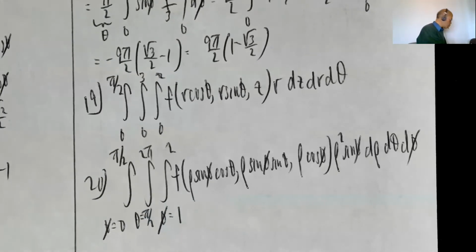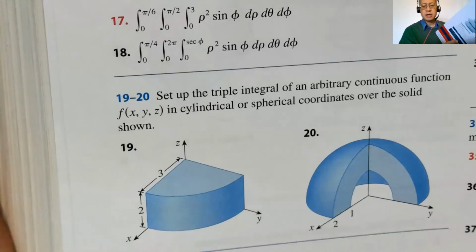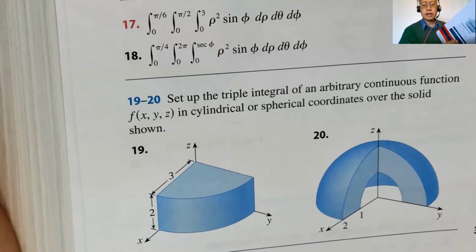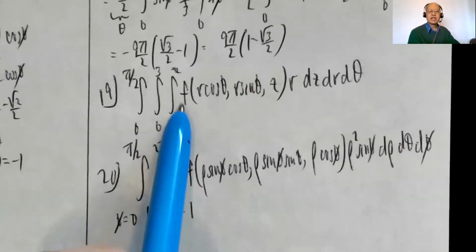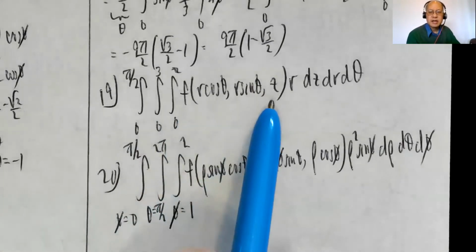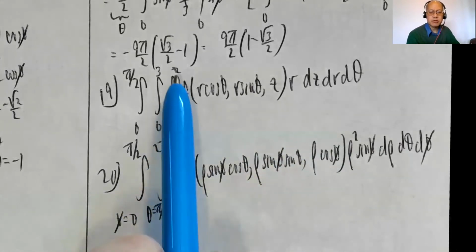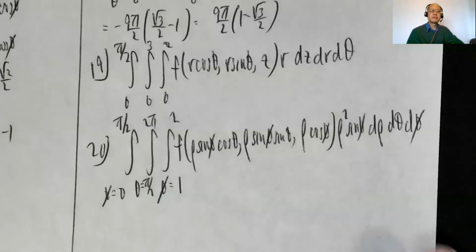Okay, 19 and 20. 19, you should use cylindrical coordinates, because z is going from 0 to 3. I'm sorry, 0 to 2. The radius is 3 units, and theta is going from 0 to pi over 2. You're in the first octant. So the setup is f of x, y, z is r cosine theta, r sine theta, z, r dz dr d theta. And z was going from 0 to 2. And r was going from 0 to 3. And theta is going from 0 to pi over 2.